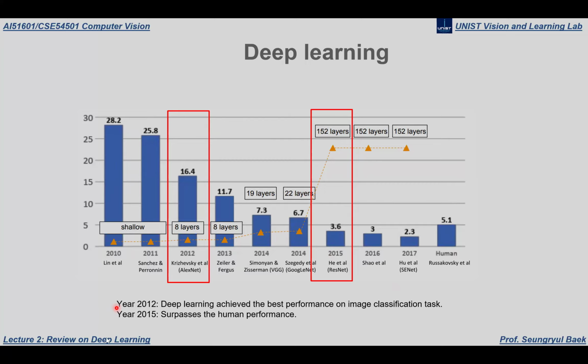So you have to remember these two sensational events. In 2012, the first successful deep learning architecture was proposed, improving on the state-of-the-art shallow learning algorithm by 10%. And in 2015, it surpassed human performance. After that, people became more and more interested in deep learning architectures. And in 2016, AlphaGo even appeared and beat a professional Go player.